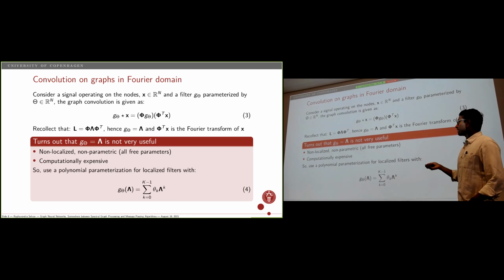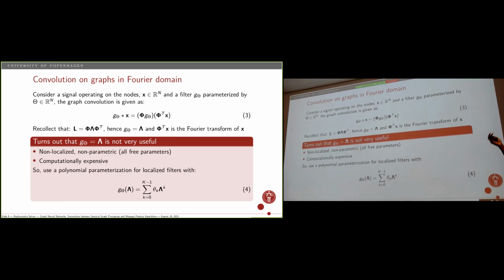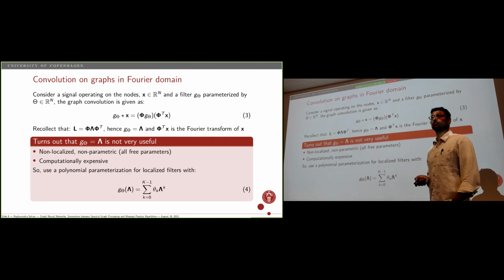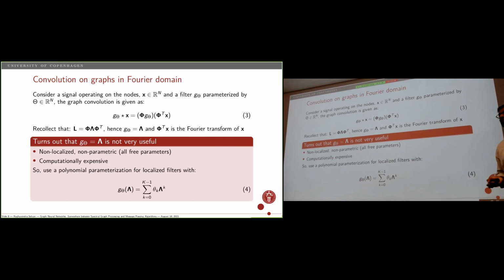To alleviate the first point, we will see how this second problem is addressed later on. But just to make this, how do we make this non-localized filter localized? So I'm leading up to the Chebyshev paper, the ChebyNet paper. I don't think they call it ChebyNet, but the literature has by now changed that to ChebyNet.